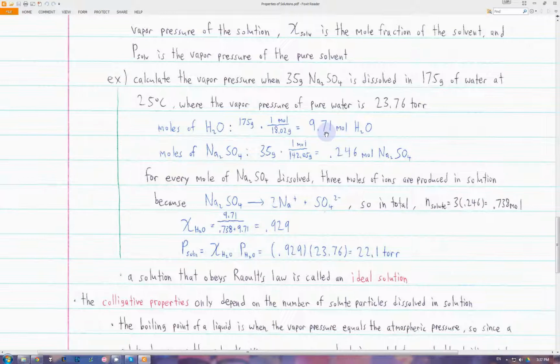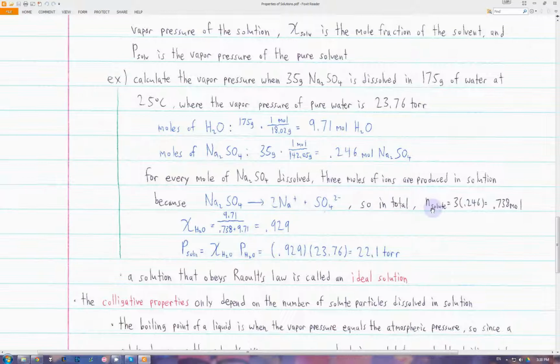Before we can carry on with Raoult's law, we have to recognize that when we put sodium sulfate in the solution, since this is a soluble substance, it will dissolve into ions, according to this equation. For every mole of sodium sulfate that we dissolve in the solution, 2 moles of sodium ions and 1 mole of sulfate ion will be produced. So if we put 1 mole in, we get a total of 3 moles out. There will be 3 moles of particles in the solution.